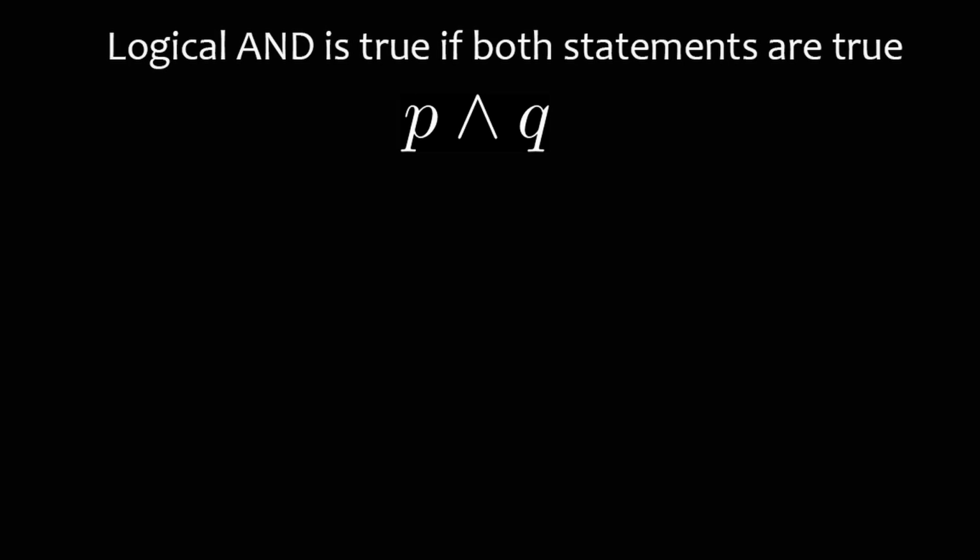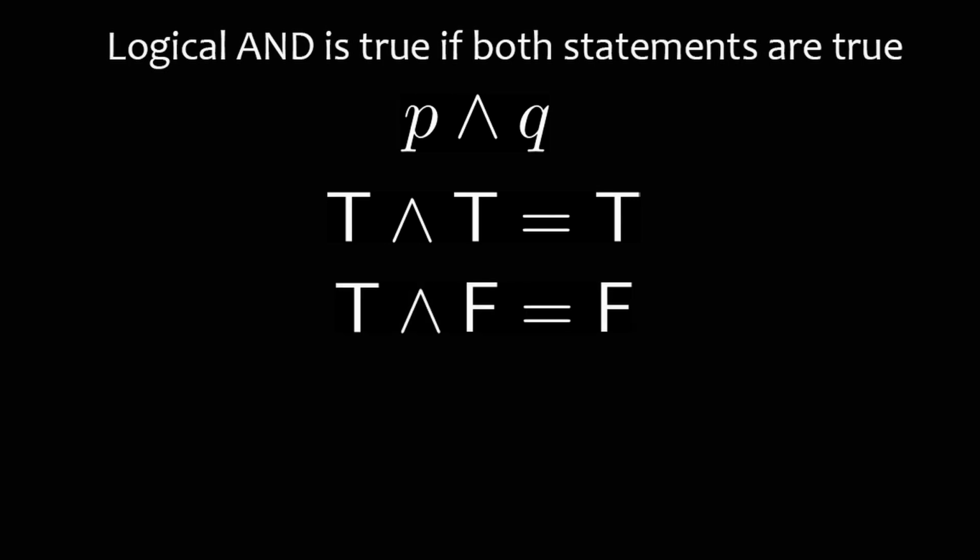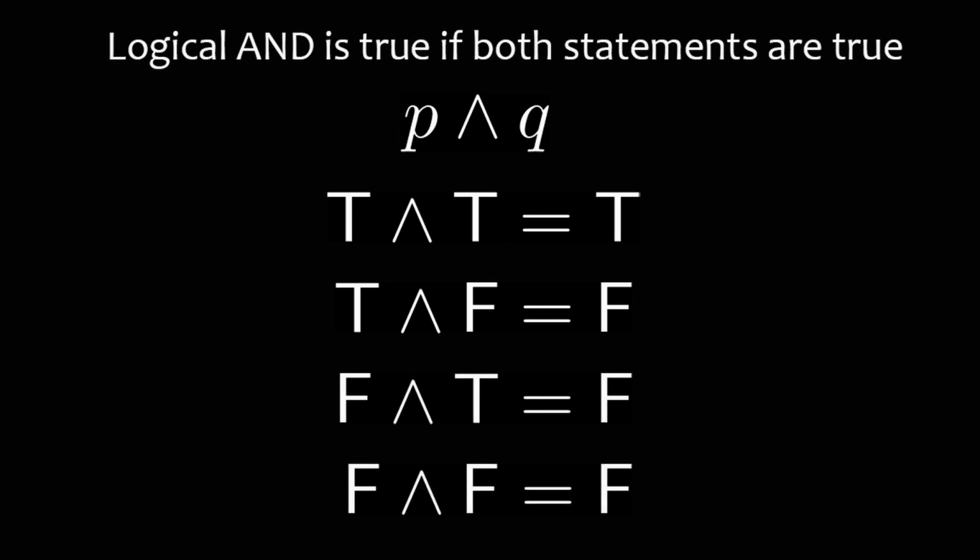The logical AND of two statements, S sub 1 and S sub 2, written S sub 1 and S sub 2, where AND is the mountain symbol, is true if and only if both of the statements are true. So a true and a true is a true statement. A true and a false statement is false. A false and a true is false. And a false and a false statement is false.